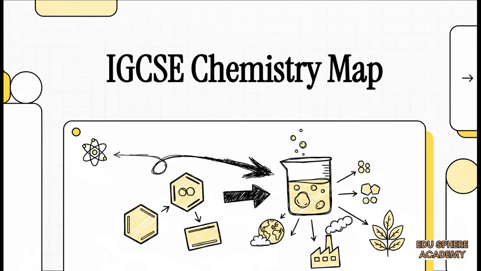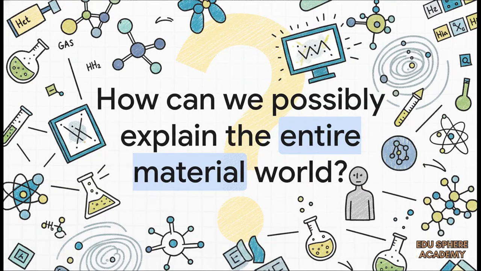You know, have you ever studied chemistry and felt like you're just memorizing a bunch of random facts? Well, this explainer is going to change that. We're going to build a map, a connected map of IGCSE chemistry to show you how everything, and I mean everything, from the tiniest atom to a massive chemical reaction, all links together logically. Ready? Let's dive in.